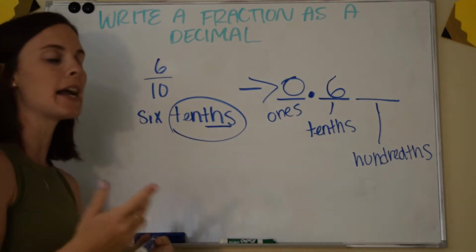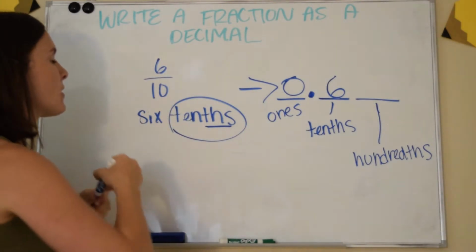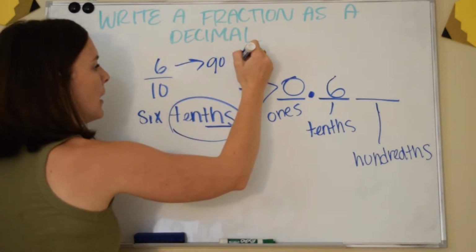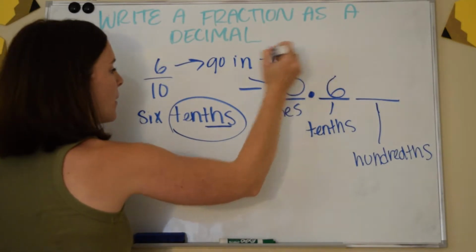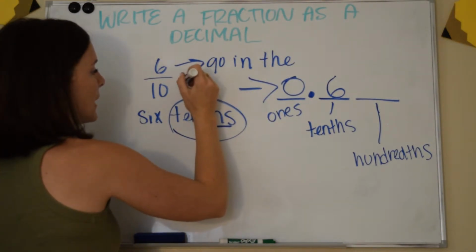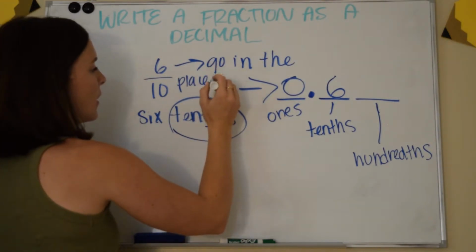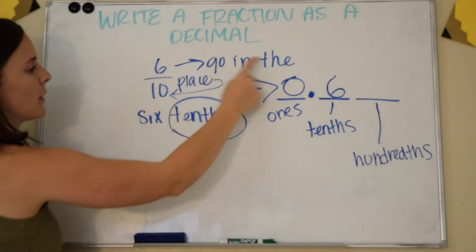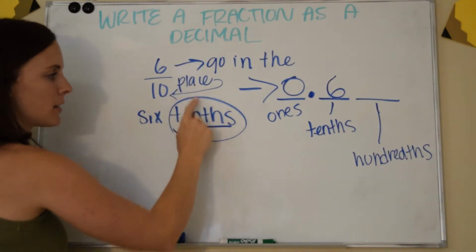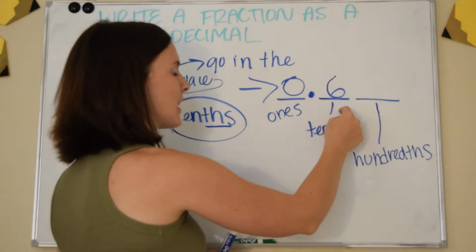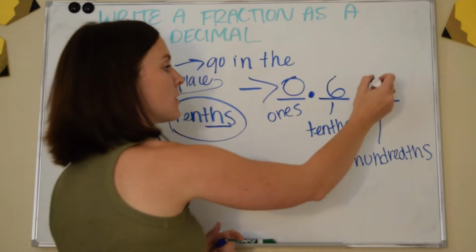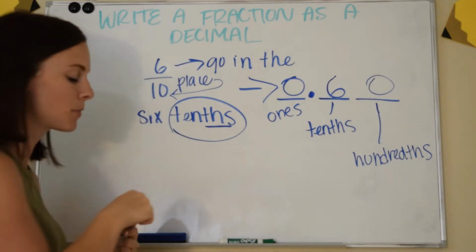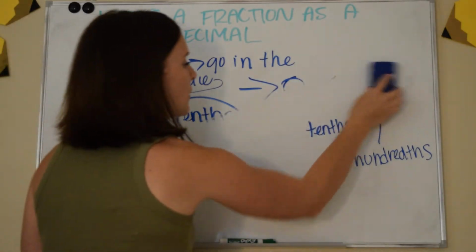So what I always say is when you have a fraction, the number on top is going to go in the place that's written down here. So the 6 is going to go in the tenths place. And I did that, a 6 in the tenths. And I don't have any other digits, so zeros are surrounding it. So if I read this correctly, I would have six tenths. Okay? Let's try another one.